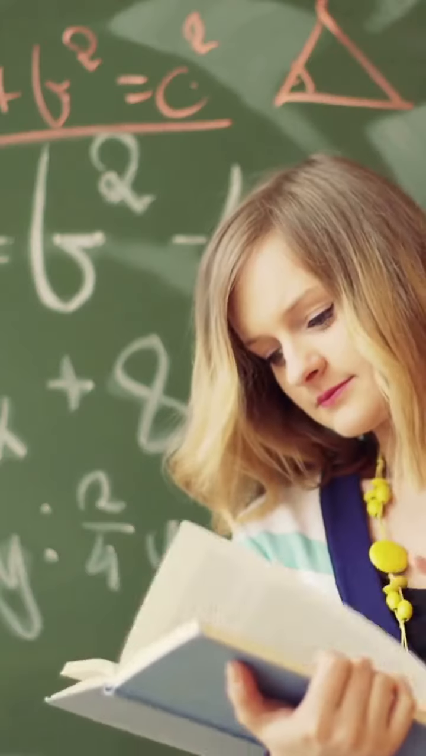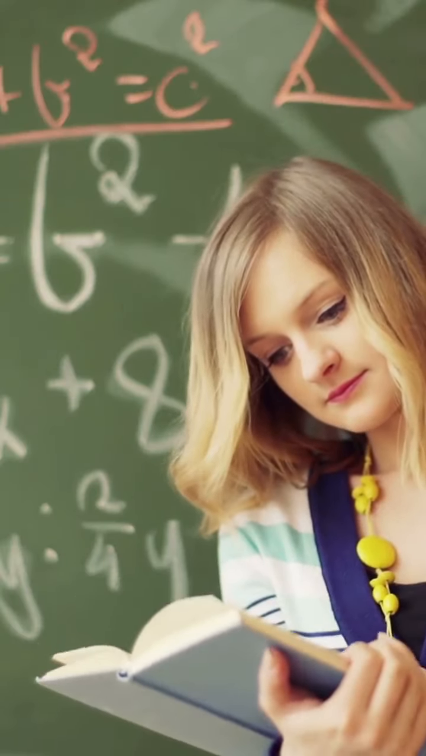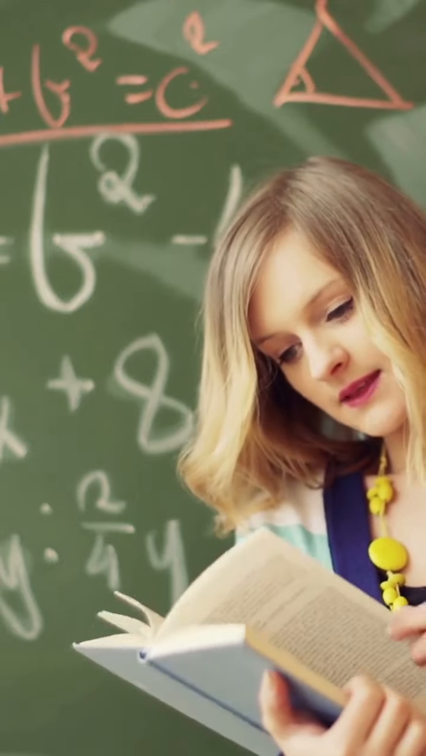This theorem relates to right-angled triangles and states that the square of the hypotenuse, the longest side, is equal to the sum of the squares of the other two sides. In equation form, it's a squared plus b squared equals c squared. This simple yet powerful tool is widely used in geometry and trigonometry.